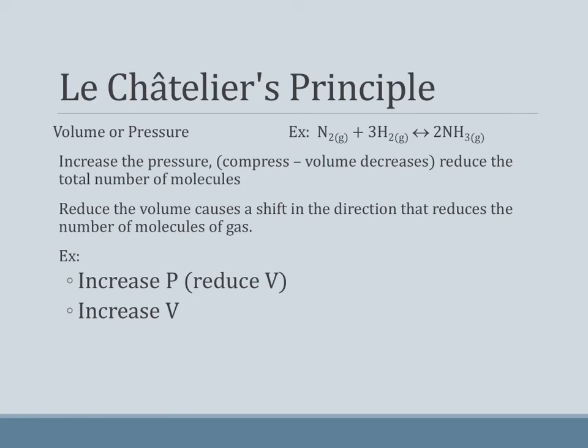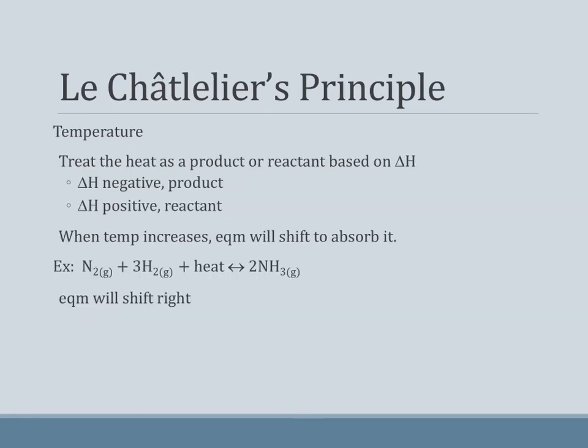So if we are increasing the pressure, which is also decreasing the volume, we're going to want to go to the side that has fewer molecules. And if you look at this equation, on the reactant side we have 4 molecules essentially, and on the product side we have 2. So we would want to shift in a way to have fewer molecules. So this one would go to the right because the right side, or the product side, would have fewer molecules. Now if we increase the volume and we have more space, or decrease the pressure, we would shift the other direction toward the left.